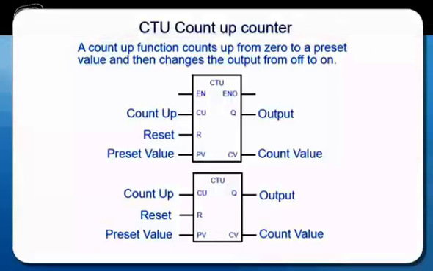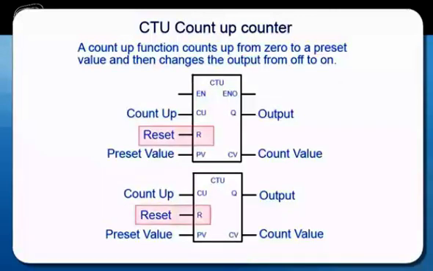A count-up function counts from 0 to a preset value and then changes the output from off to on. The counter has two digital inputs, CU and R. CU is the count up input. Transitions from 0 to 1 are counted by the counter.